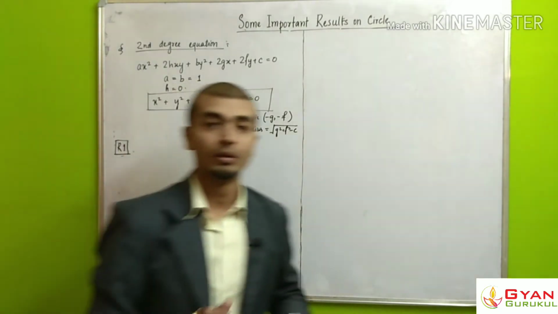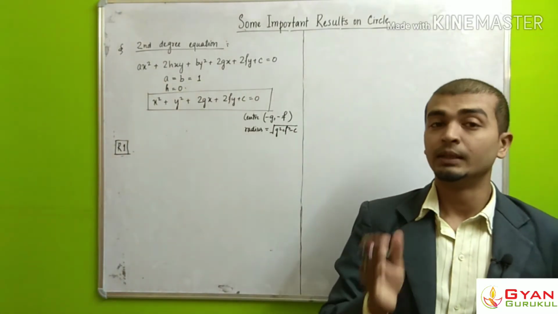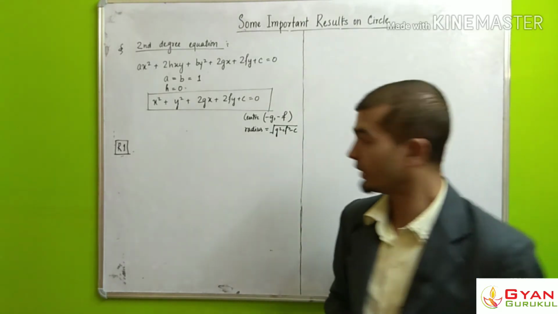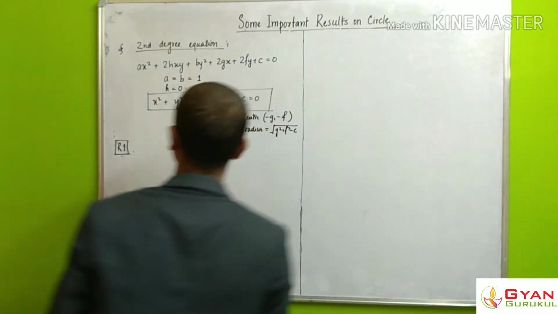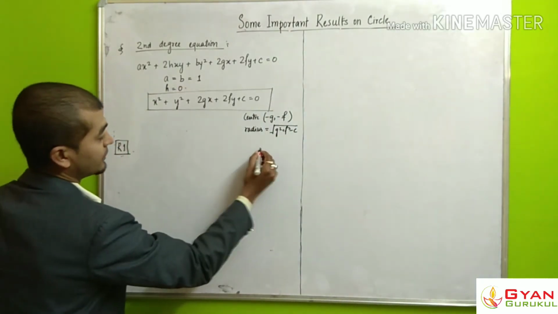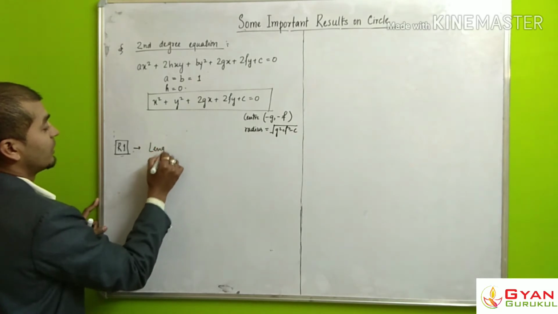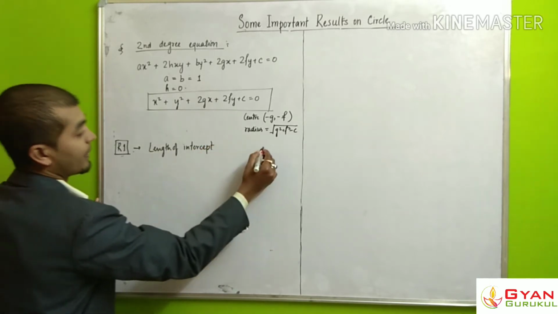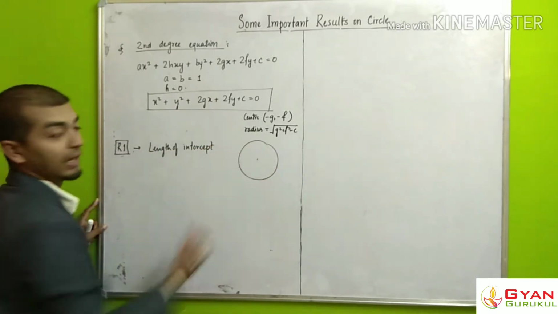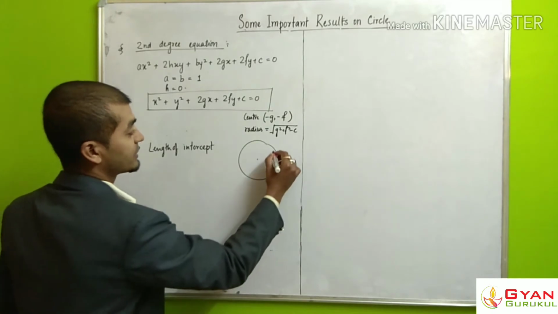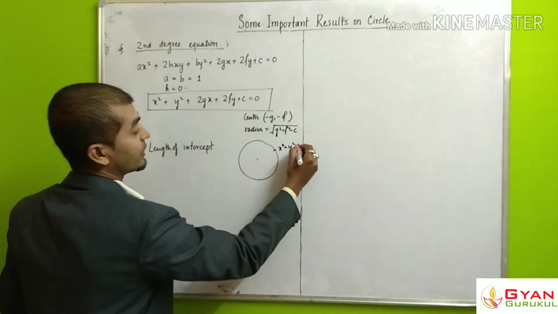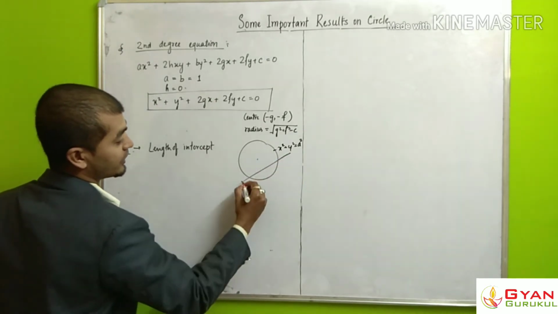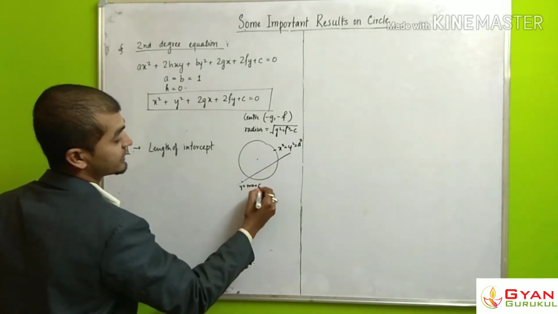In this result, we will study the length of the intercept cut by a circle on a line. Say this is the circle, in the simplest form, that means x square plus y square equals a square, and there is a line whose equation is y equals mx plus c.